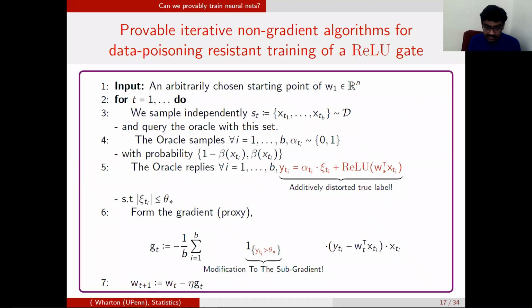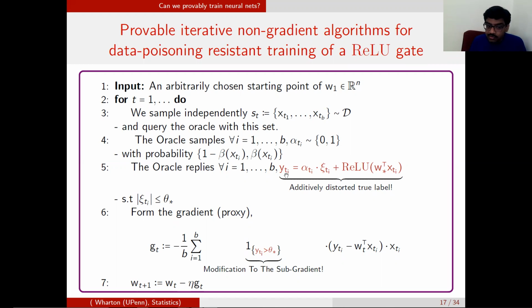One example we did was to understand the convergence on a single ReLU gate, where I'm allowing for an adversarial, probabilistic, and bounded additive distortion to the true labels. So alpha t i are Bernoulli random variables, and psi t i are bounded numbers. Some adversary is making perturbations to the actual labels generated from a neural net of weight W star, and it's making them probabilistically and additively. And I want to say, given this kind of an adversarial attack going on the training data during the run of the algorithm, can I still get very close to W star? This is the question we want to ask. This is a very standard way of framing a data poisoning resistance question.